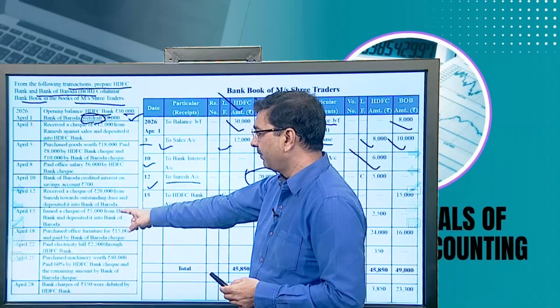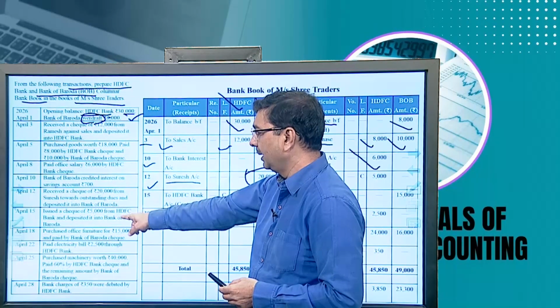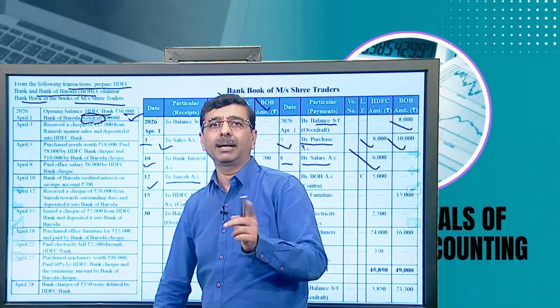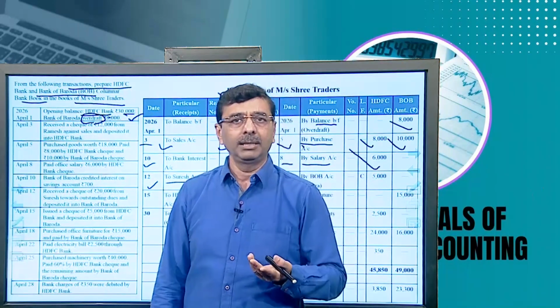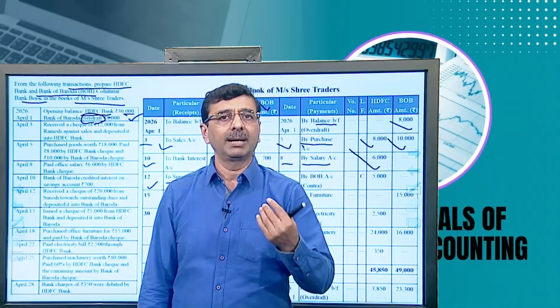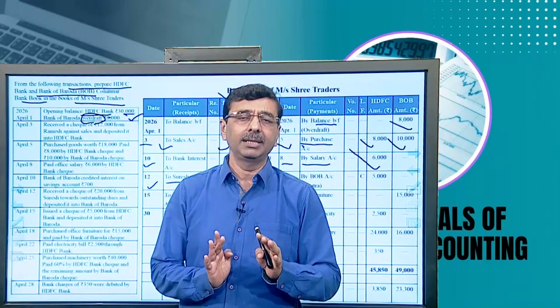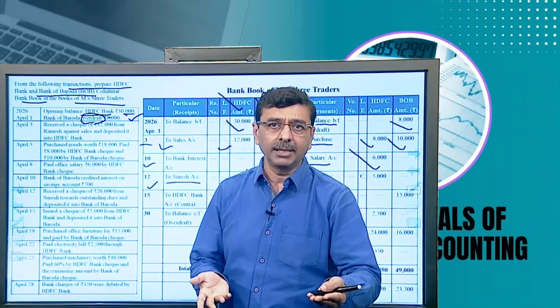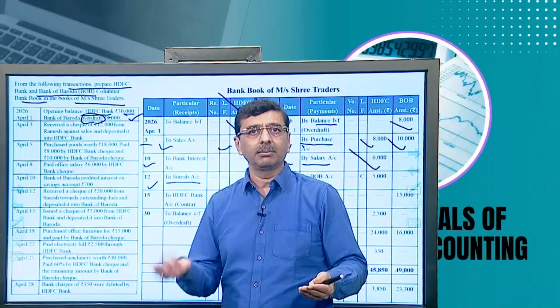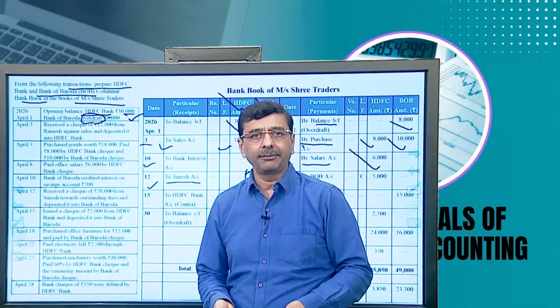So issued a check of 5,000 from HDFC Bank and deposited in Bank of Baroda. So it's an interbank transfer, right? Ultimately one bank is the receiver, another bank is the payer. But ultimately it's an internal transaction of the organization, but still one bank balance is reducing and the other balance is increasing. So we have to write this entry in the books of accounts.